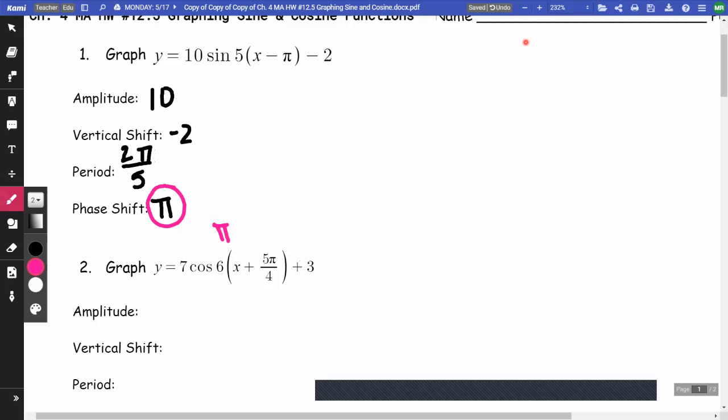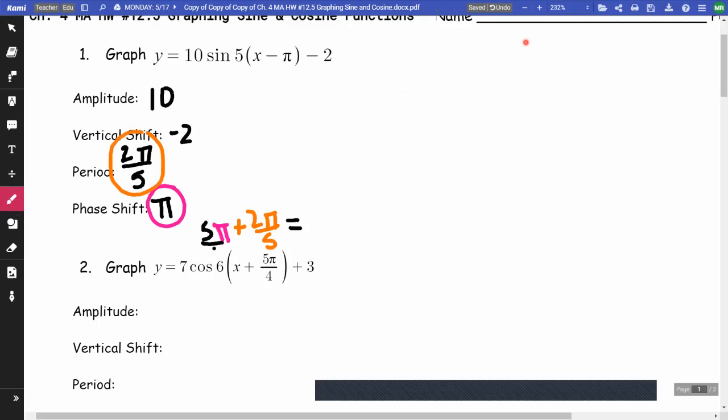Okay. I am going to be adding the period, which is 2 pi over 5. And we're going to end up at, I can make this into 5 pi fifths. So we're going to end up at 7 pi fifths. So we're starting at pi and we're going to end at 7 pi fifths.